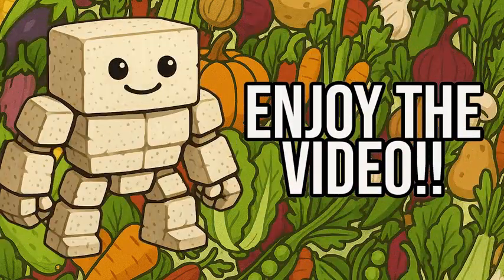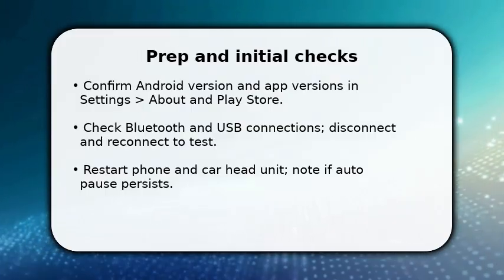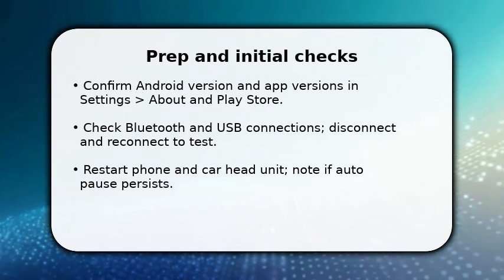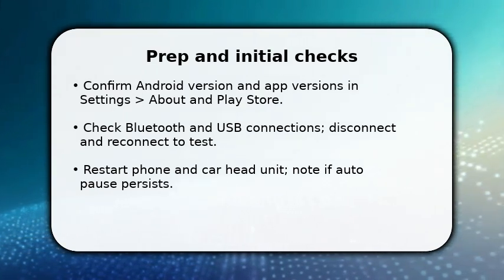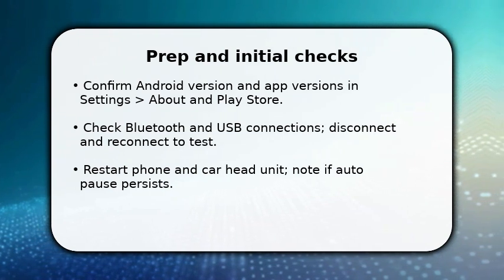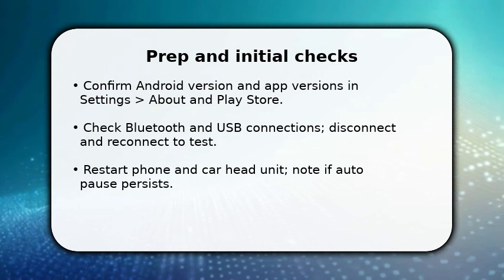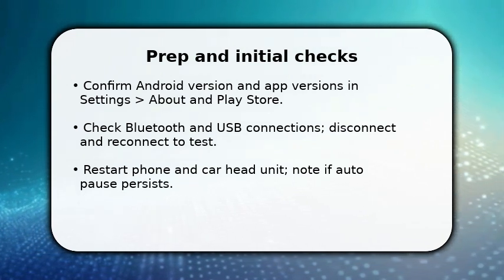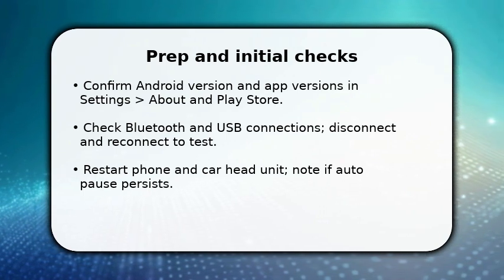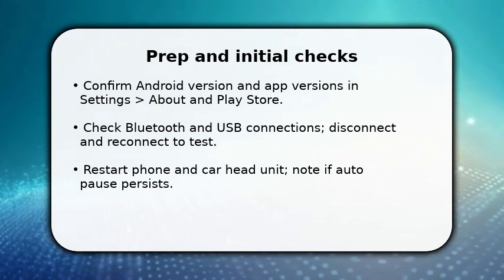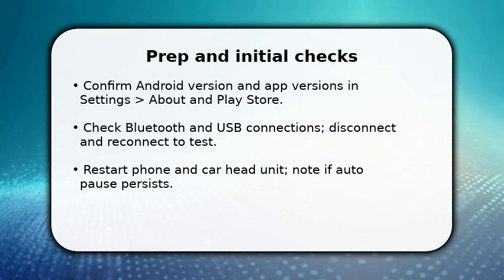Please enjoy the video. You start by confirming basics that affect auto pause. Check your Android version and the media app version because compatibility matters. Once done, inspect Bluetooth or USB links, disconnect and reconnect each one to force a refresh. Make sure to restart your phone and the car's head unit. Simple reboots clear transient errors.